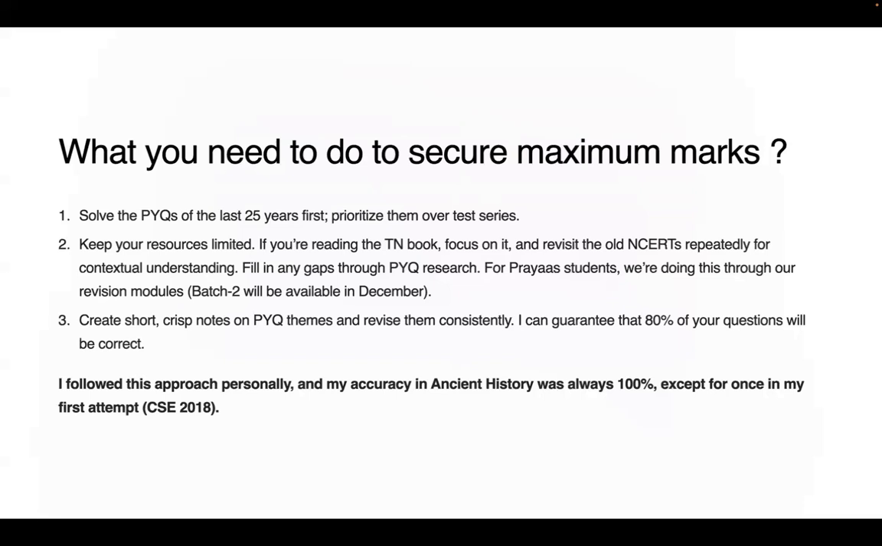Create short, crisp notes on PYQ themes, even if you are not joining us. That's not important. Your future is important. And revise them consistently. Revise them 9 times, 10 times, 11 times, 12 times. And your accuracy will be very, very high in ancient history. I can guarantee that 80% of your questions will be correct for sure. I followed this approach personally, and my accuracy in ancient history was always 100%, except when I didn't know.